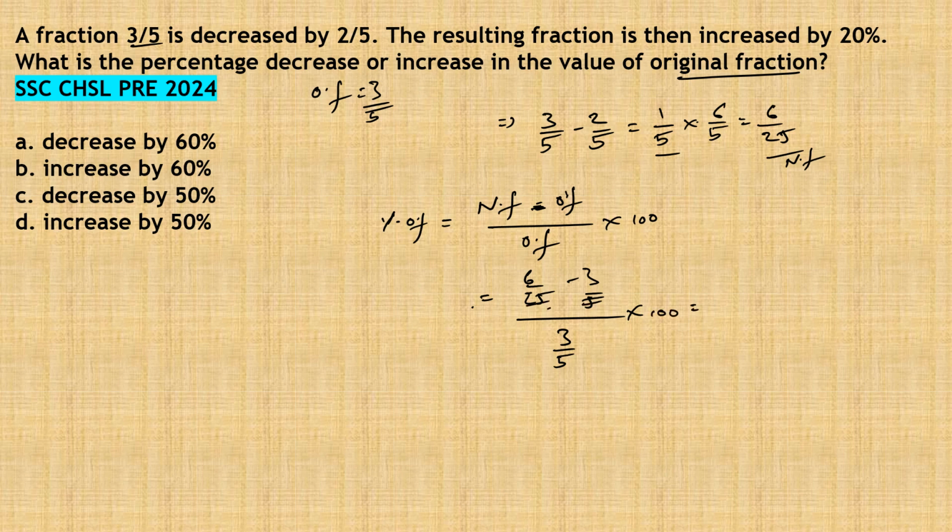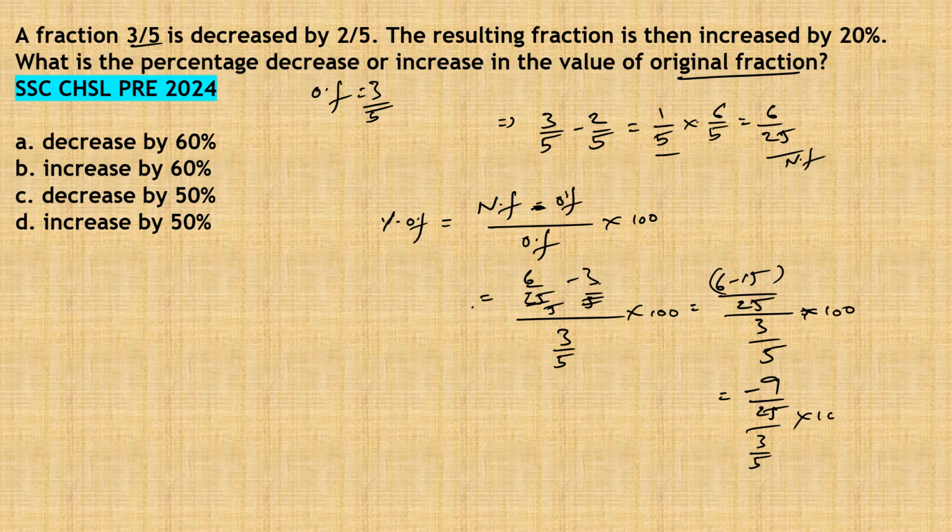5 5s are 25, 6 minus 15, divided by 25 is the LCM, and the original fraction is 3 by 5, what will get into 100. 6 minus 15 is 9, that is minus 9. Minus 9 by 25, the original fraction is 3 by 5.